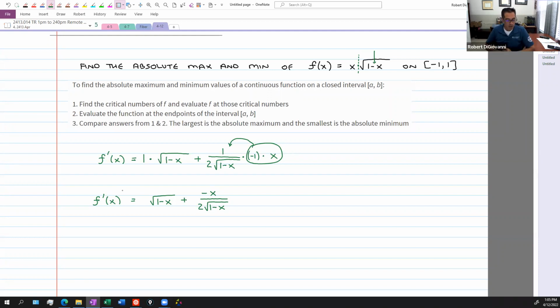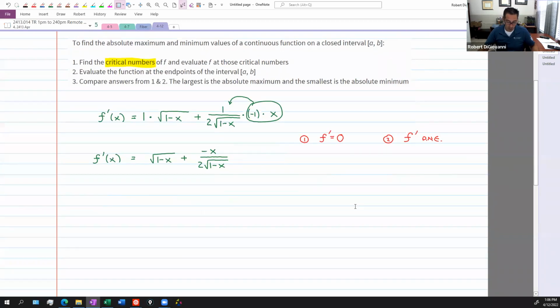Okay. So now what we have to do to find the critical numbers, there's two things we have to look at. First thing we have to figure out is where the derivative is 0. The second thing we have to do is figure out if the derivative doesn't exist anywhere. We have to pay attention to whether or not that derivative has places where it's undefined.